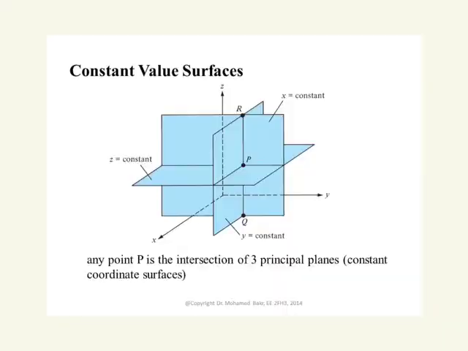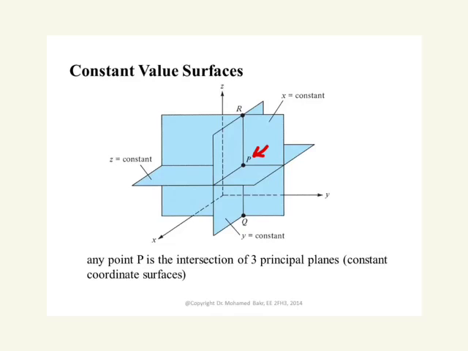The part we would like to discuss with you in this lecture is the concept of constant value surfaces. In Cartesian coordinates, we already know that a point B, like the one shown here, is really the intersection of three planes. B has three coordinates, x, y, and z. And B is really the intersection of the z equal to constant plane, y equal to constant plane, and x equal to constant plane.